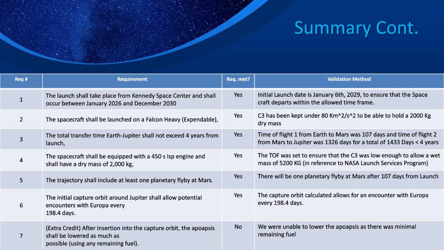And the spacecraft shall be equipped with a 450 ISP engine and shall have a dry mass of 2,000 kilograms. Again, we used the NASA Launch Services Program in order to get the performance of the Falcon Heavy, and we kept the trajectory the way it is in order to obtain the best C3 to allow for a Falcon Heavy. The trajectory should include at least one planetary flyby at Mars, which is correct.